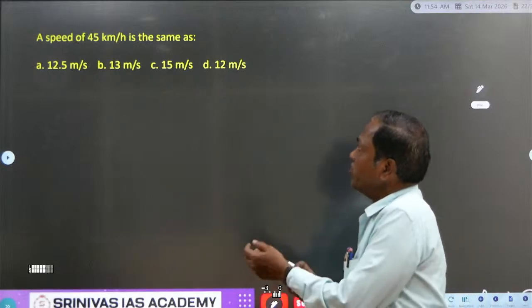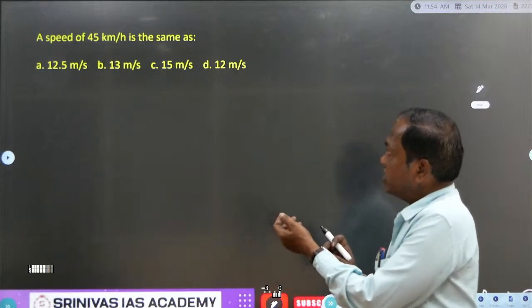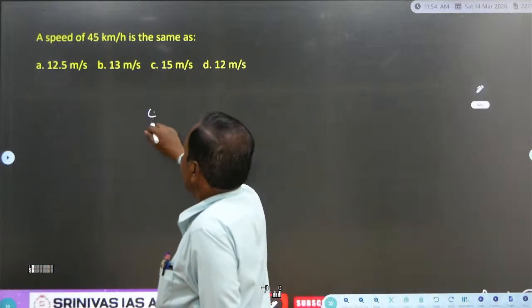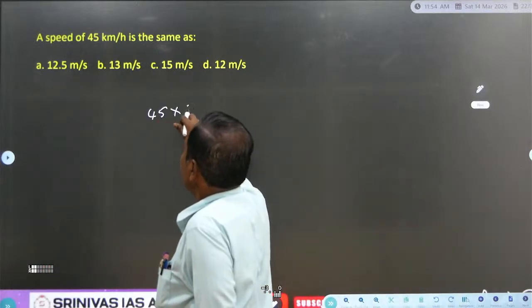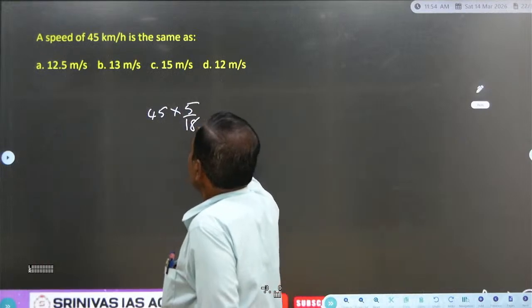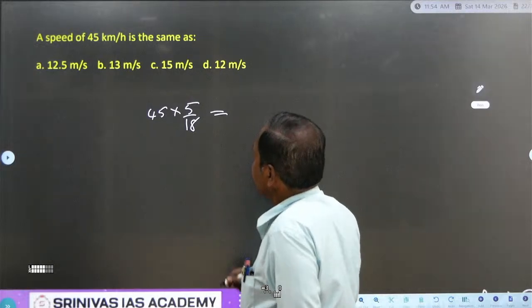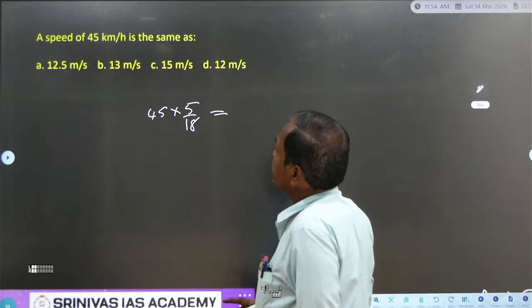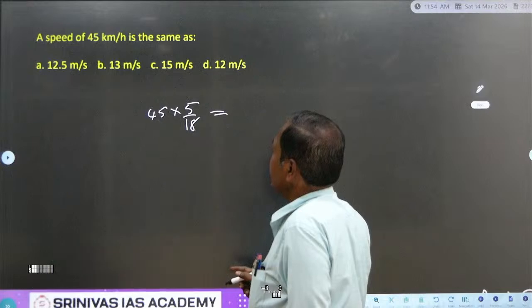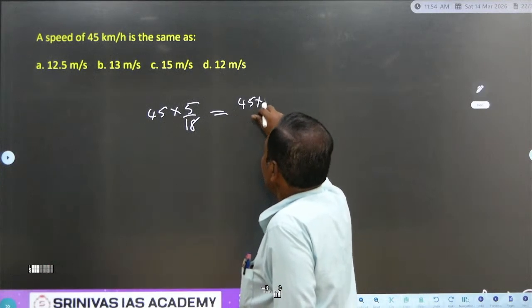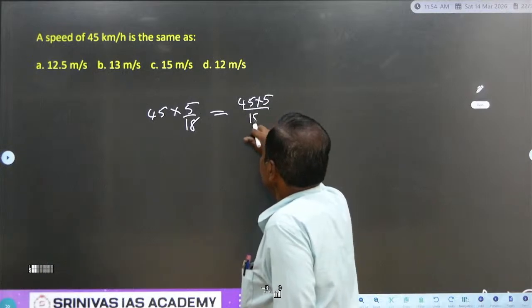A speed of 45 km per hour, conversion is required. 45 into 5 by 18. Say 45, what is the speed in meters per second? Right, okay. 45 into 5 by 18.